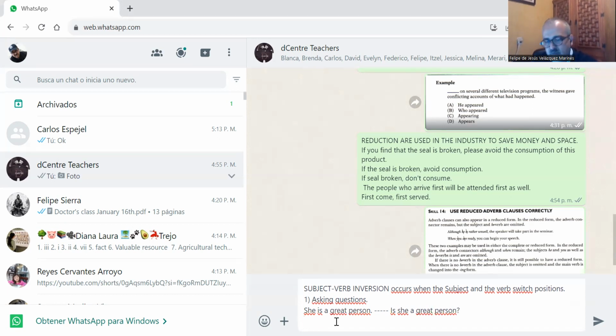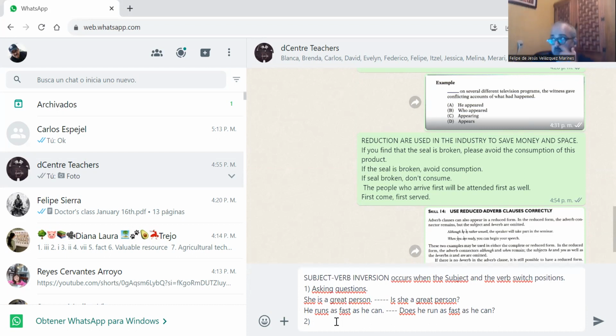Okay. However, sometimes we have to include an auxiliary verb, especially when we have do, does, and did, no? When we have do, does, and did, we have to insert them in present simple. Now he runs as fast as he can. Then, does he run as fast as he can? Okay. Number 2.